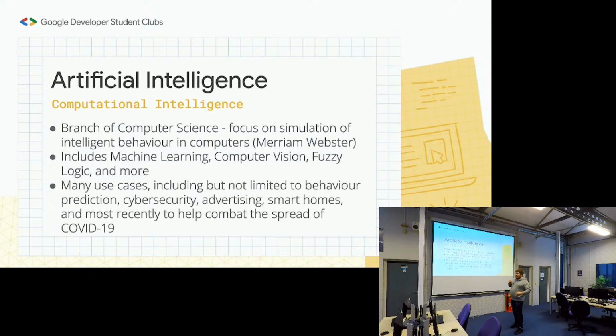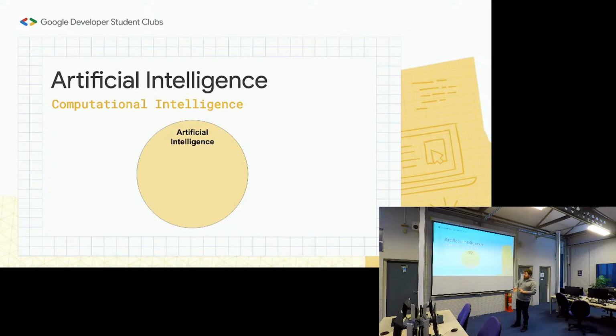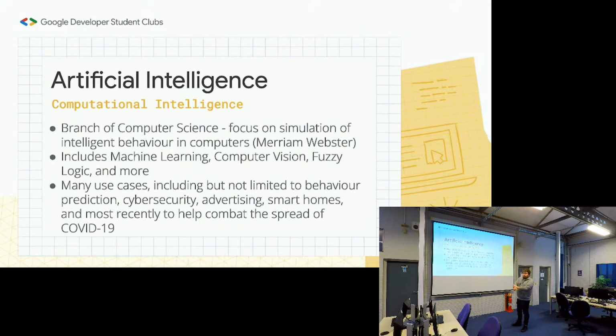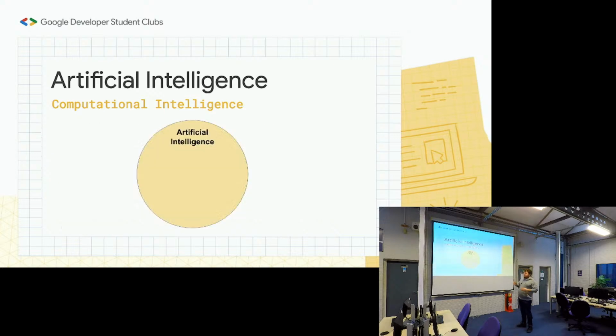And so AI has many use cases, including but not limited to behavior prediction, cybersecurity, advertising, smart homes, and most recently, AI and machine learning have been used a lot to help combat the spread of COVID-19. And so if we go to the next slide, you can think of AI, or CI, as this very large topic area, and we're going to delve deeper into it. So the first area that we're going to delve into, and the topic of today's session, is machine learning.